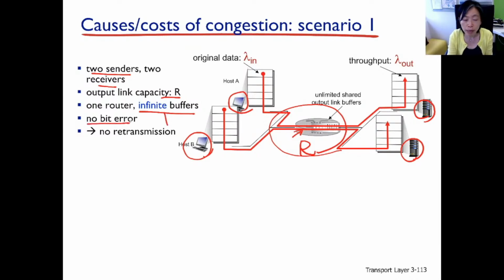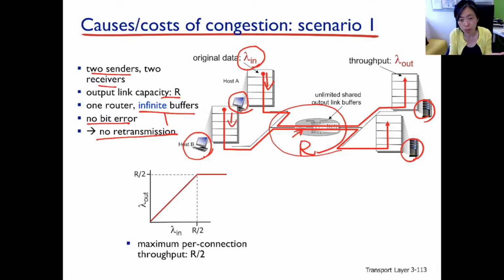Now let's assume that there's no bit error, therefore there's no need for retransmission because there's no packet drop and no bit error. Now let's use lambda in to denote the rate at which host A and host B are injecting data into the network. Host A and host B are raising the rate as time goes. Let's use lambda out to denote the amount of data that arrives at the receiver. Now, when lambda in is really low, starting from here, when we increase lambda in, the more data we send in here, the more data comes out here. So lambda out will increase accordingly.